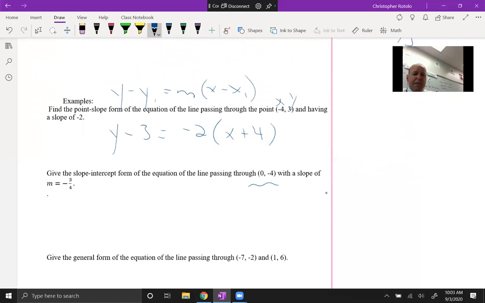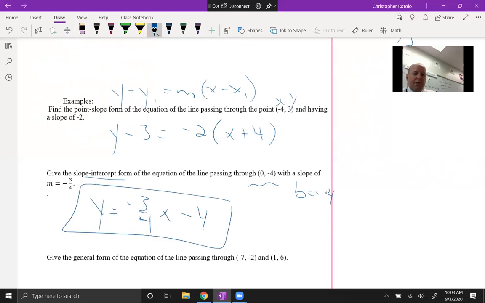If we're so nice to give you this point, remember that means b is negative 4, because of course this one is talking about slope-intercept form. So we gave you a slope negative 3/4 x, and then minus 4, because this ordered pair was so generous to you, you didn't have to do any extra work for it.